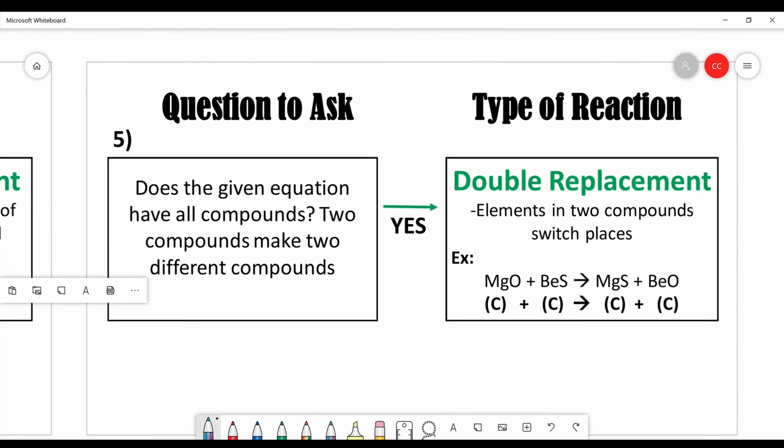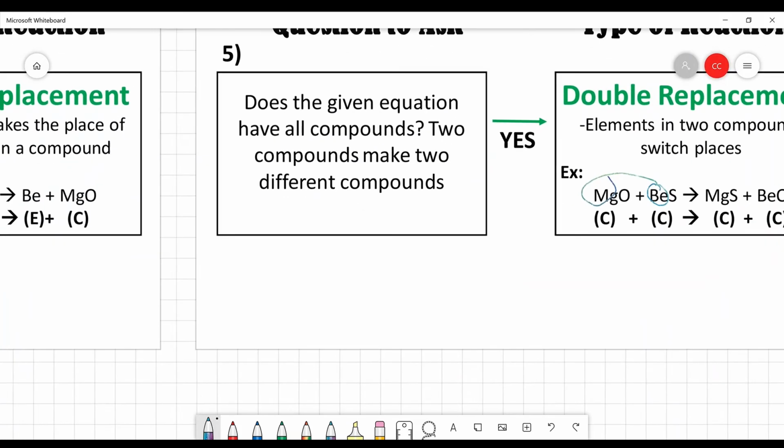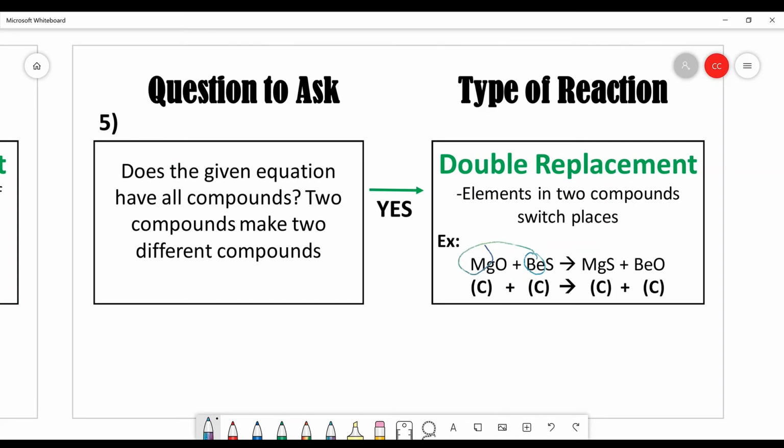And the fifth one. Does the given equation have all compounds? 2 compounds make 2 different compounds. In this case, the magnesium and the beryllium switch places, but we have 2 new compounds. So this is called a double replacement because we have made 2 new compounds. So they have just switched places. So you should be able to look through at equations and determine which of the 5 types of reactions they are.